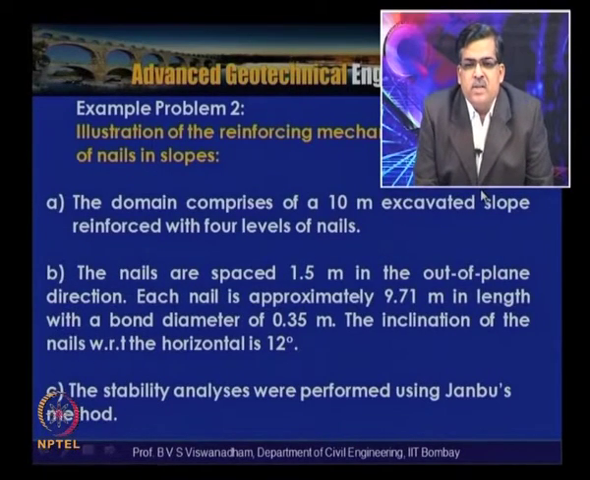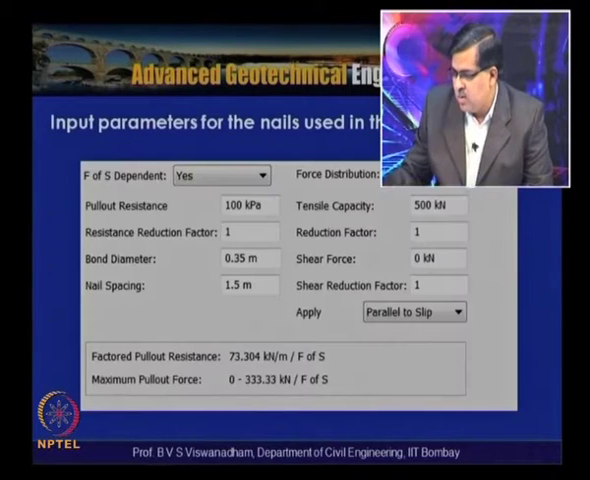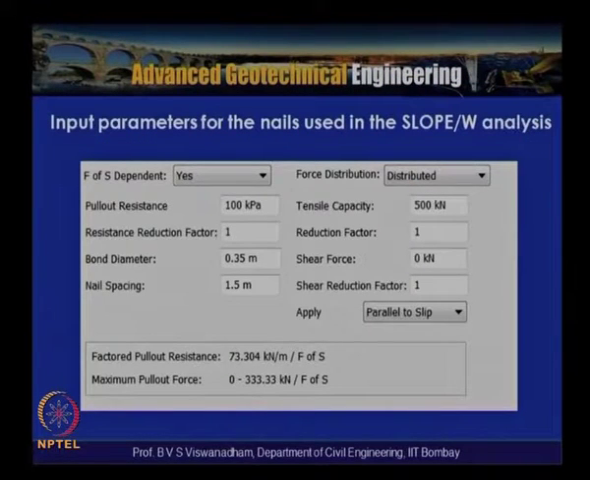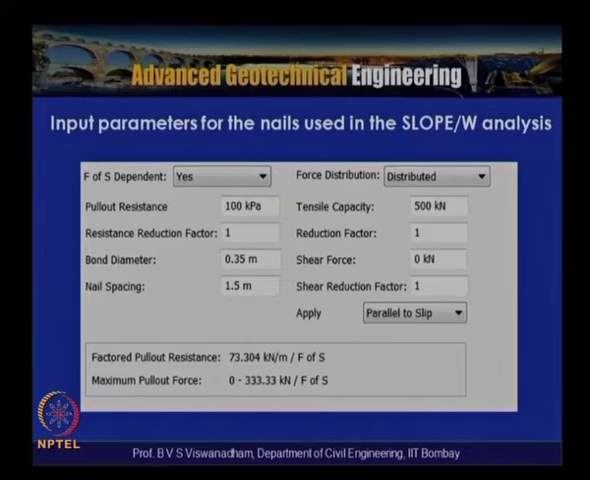The nails are spaced 1.5 meters both in horizontal and vertical direction, that is SV is equal to SH is equal to 1.5 meters, and each nail length is about 9.8 meters, that means the length of the nail is equal to the height of the slope considered, and the bond diameter is about 0.35 meter. The inclination of the nail with horizontal is about 12 degrees.